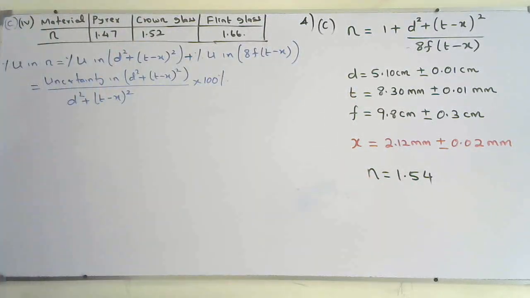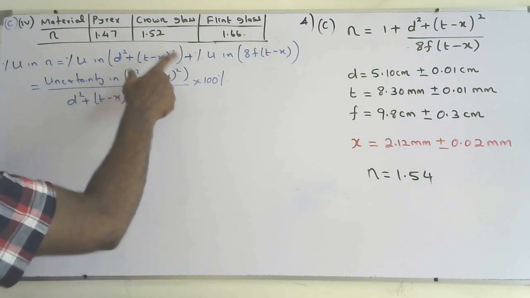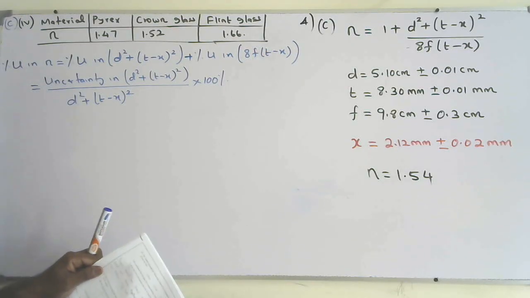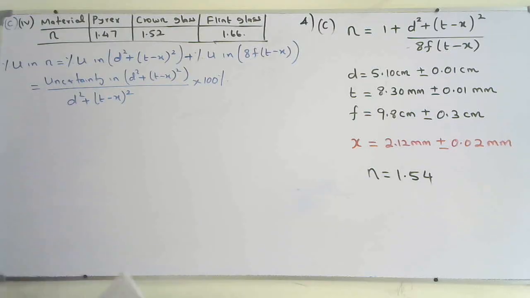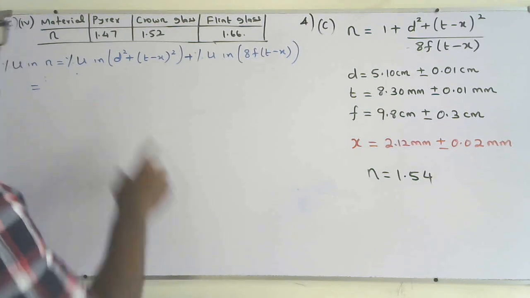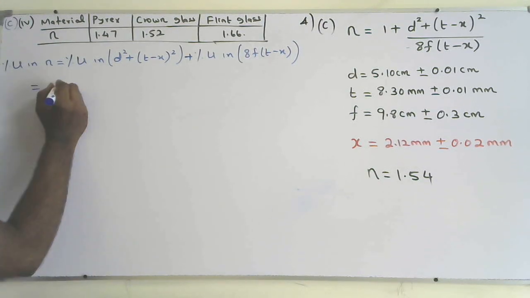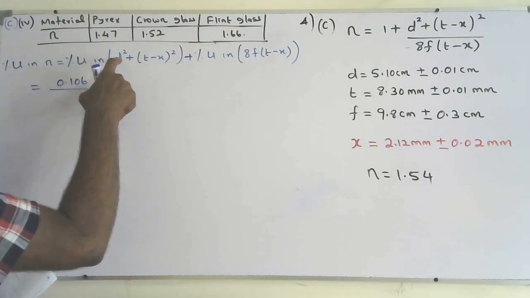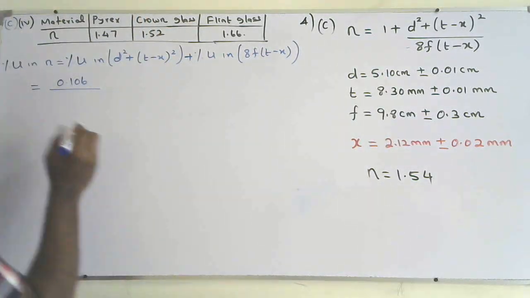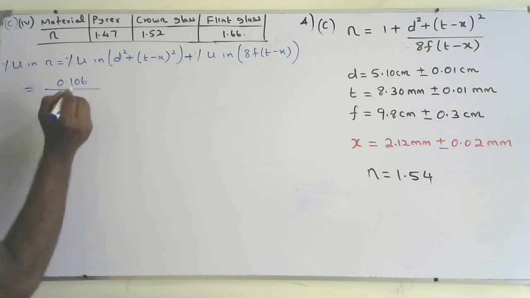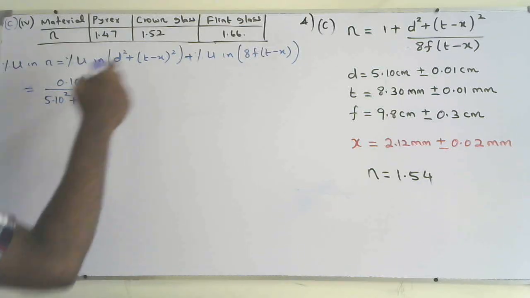So I know the uncertainty of d squared plus (t minus x) all squared. We found it in the previous part, that is the third part. We showed it as 0.11, but the actual value is 0.106. So by substituting the uncertainty in this value, that is 0.106 over the value of this one. So d squared, 5.10 squared, plus (t minus x).